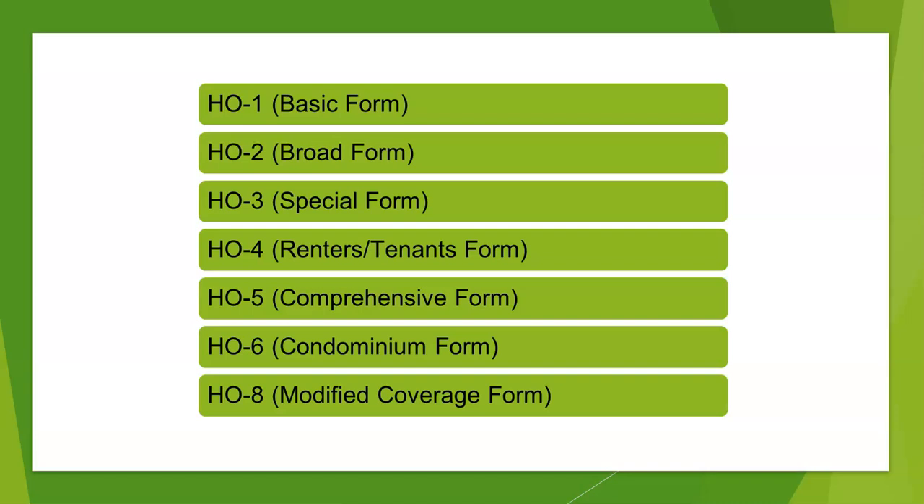All right, and here is a list of your different HO policy forms. You have your HO1, your basic, HO2 is your broad form, HO3 is your special, HO4 is your renters or tenants form, HO5 is called a comprehensive form, HO6 would be your condominium form, and then HO8 is a modified coverage form.